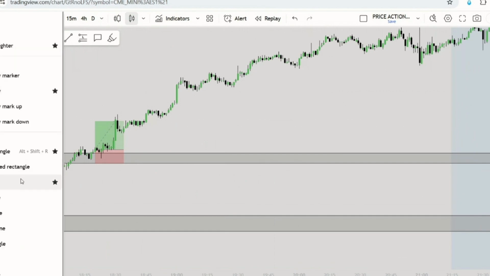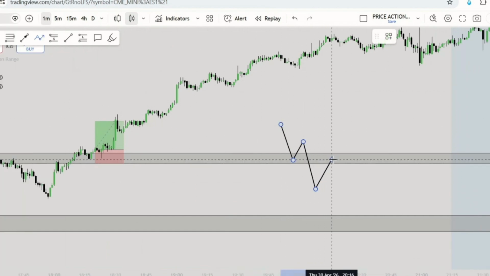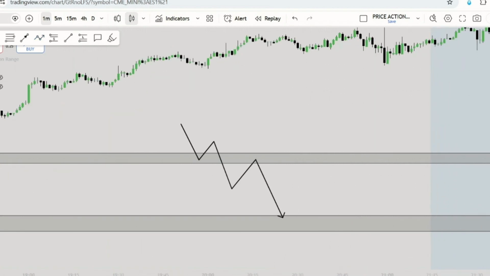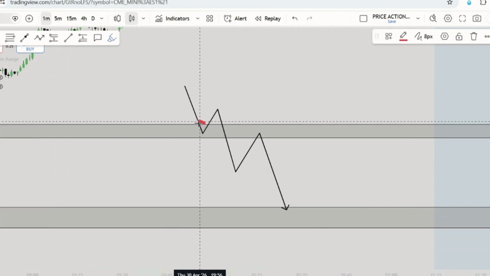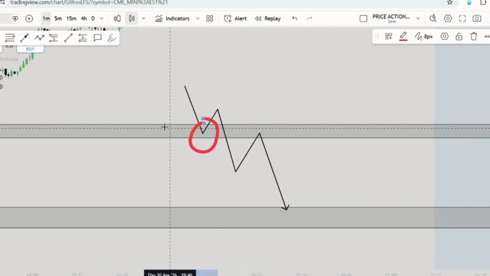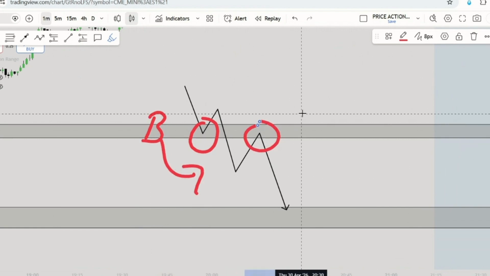Do you mind if I share my screen? So basically, is it like this? Yeah. Then it would be a flip zone. Then it would be classed as a flip zone. So we would see passive buyers here, and then when they fail, we then look for passive sellers.